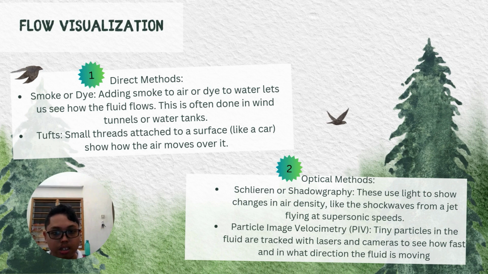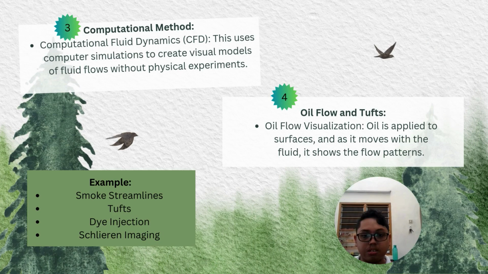Second, the optical method. Shadowgraph uses light to show changes in air density, like the shockwave from a jet flying at supersonic speed. Particle image velocimetry: tiny particles in the fluid are tracked with a laser and camera to see how fast and in what direction the fluid is moving.